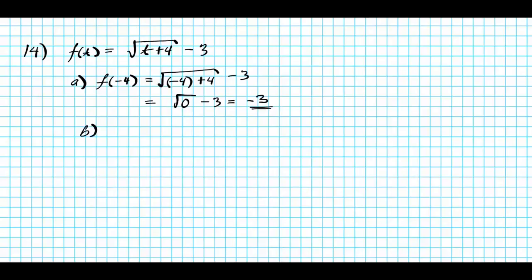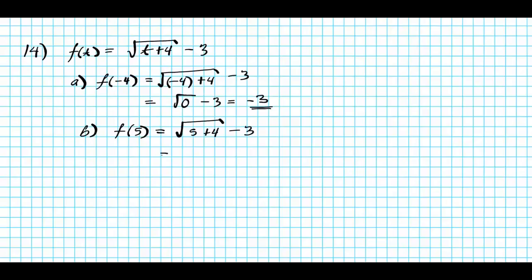Okay, B part. What if we were to find out what f of 5 is? Okay, f of 5. So f of 5 is going to be the square root of 5 plus 4 minus 3.